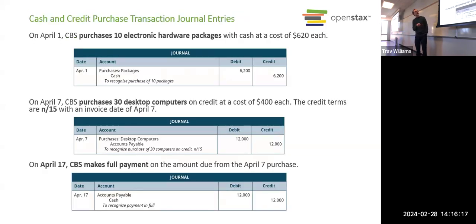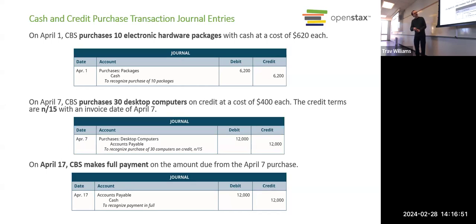And so if they were buying 10, it would be 620 times 10. And so they're paying $6,200 for these 10 packages. And now the company that is doing the purchasing, the buyer, notice that they have debited purchases. That is because they're using the periodic inventory method, which instead of merchandise inventory, uses purchases as the account that gets debited when you make a purchase.